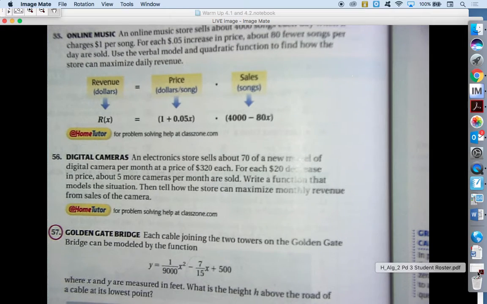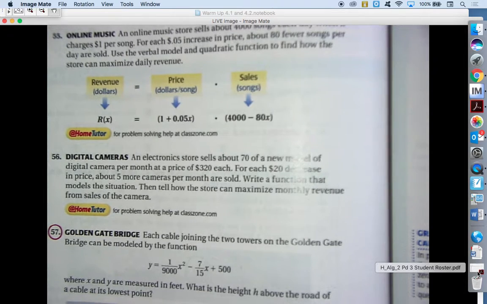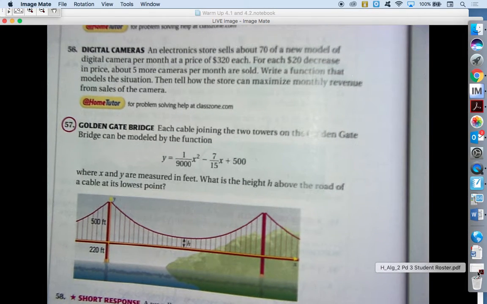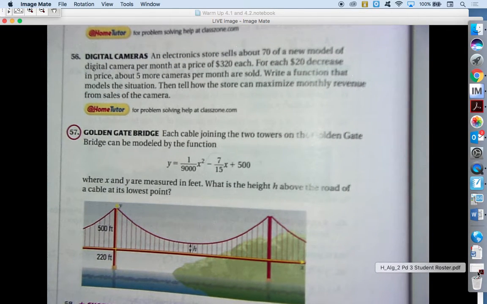So we're going to try and set up a similar function for number 56. My equation should look very similar to the way 55 was set up. An electronic store sells about 70 new cameras per month. The price of the camera is $320. For each $20 decrease in price, they're anticipating that they could sell 5 more cameras every month.